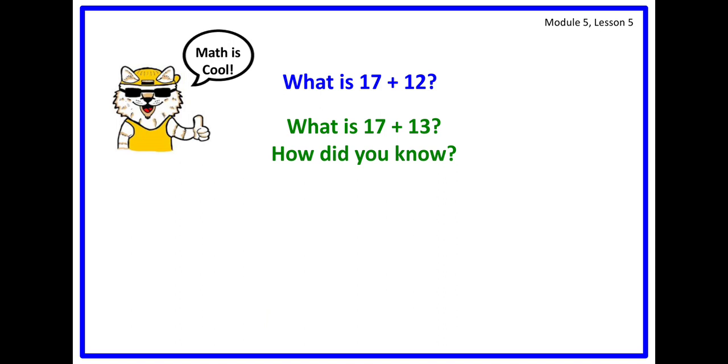How did you know? If I add 1 to the first question, which is 17 plus 12, I will have 30. So 17 plus 13 is 30. That is, I knew by adding just 1 to the first question, which is 17 plus 12. In other words, 17 plus 13 can be gotten when you just add one more to 17 plus 12.